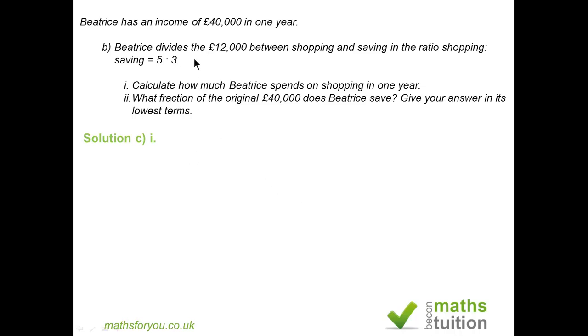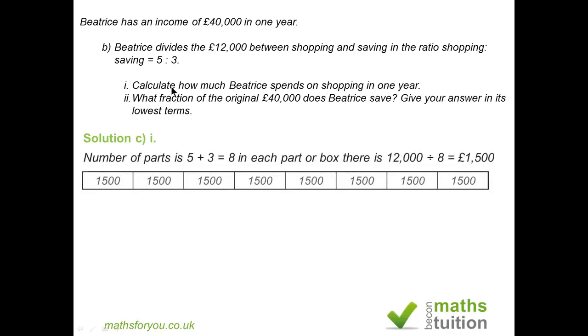Right. Now, of her £12,000 remaining, she decides to spend, for every £8, £5 on shopping. And then she puts away £3 in her bank account or under her mattress or something. Alright? So the ratio is 5 to 3. So that means there are 8 parts altogether. So we need to divide 12,000 by 8. So each part is £1,500.